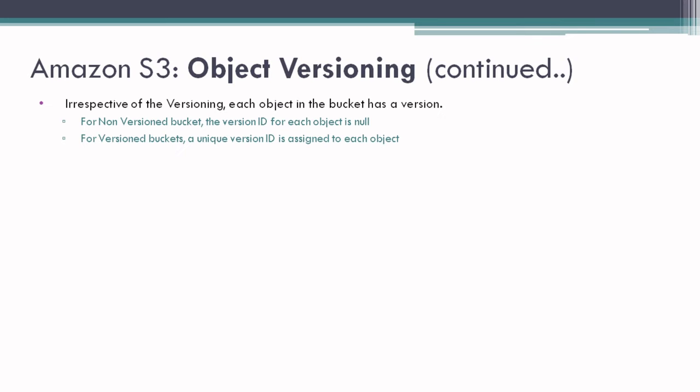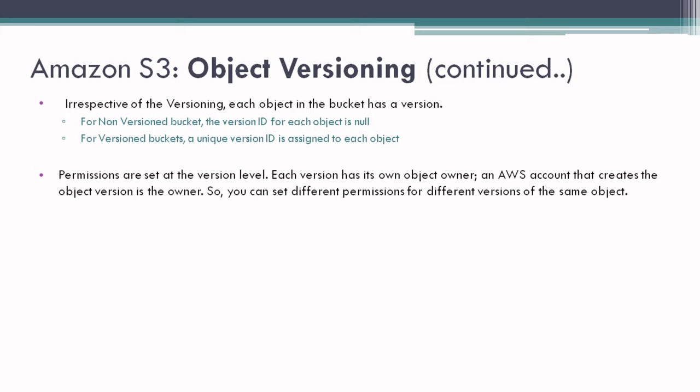Continuing with object versioning, irrespective of the versioning, each object in the bucket has a version. For a non-versioned bucket, the version ID for each object is null. For a versioned bucket, a unique version ID is assigned to each object. So whether you enable versioning or not, your object always has some version ID. For a non-versioned bucket the version ID is null, and for a versioned bucket, a unique version ID is assigned to each object by Amazon S3.